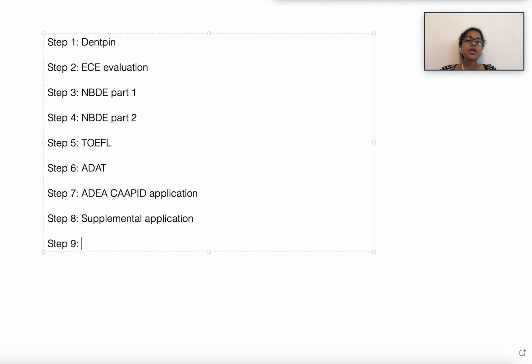Some supplemental applications have questions in them, and they will be very common general questions like what was one of the toughest cases you have dealt with, or what is dentistry for you, why do you want to join our college, etc., which you can completely prepare for, and it's just essay writing.